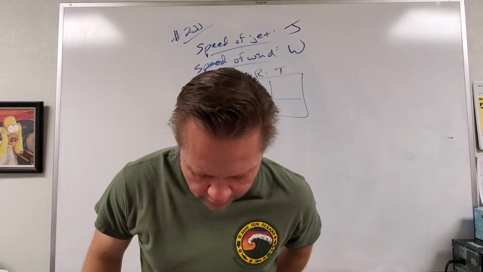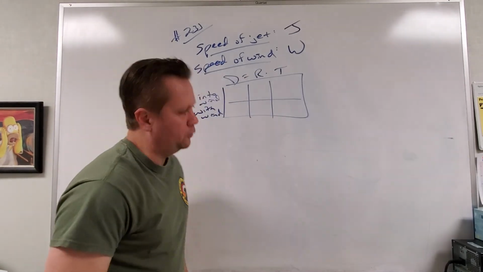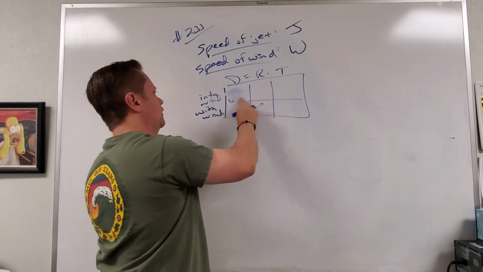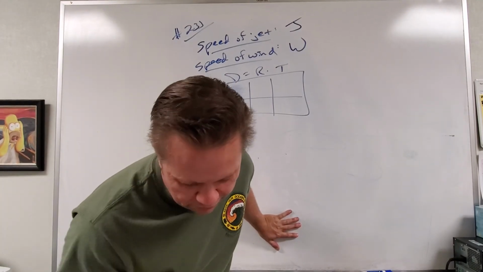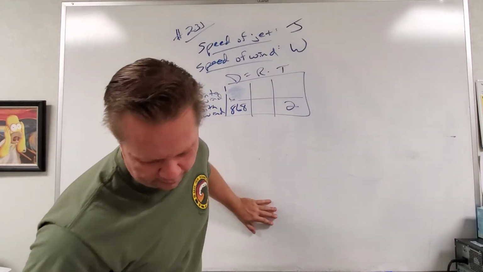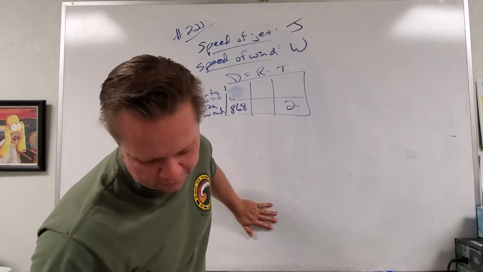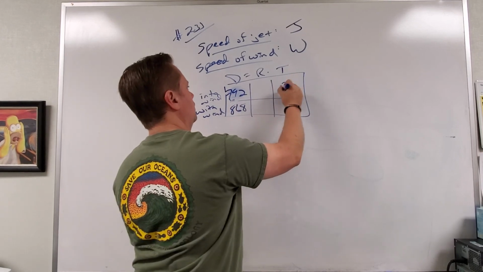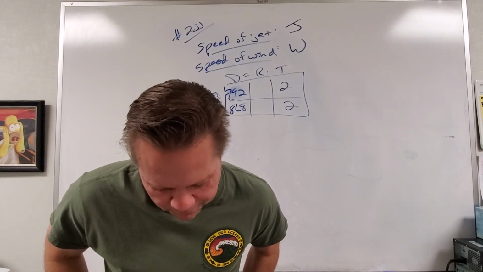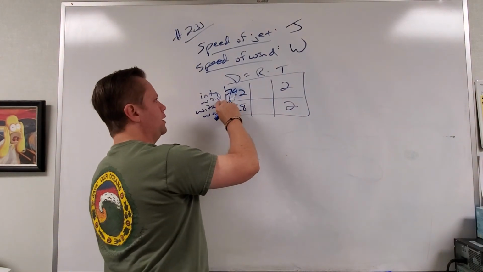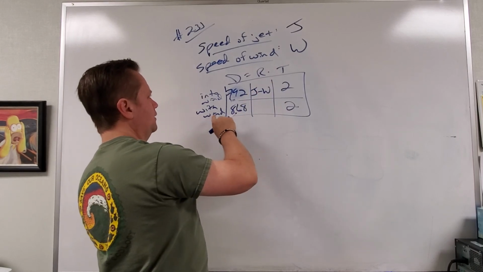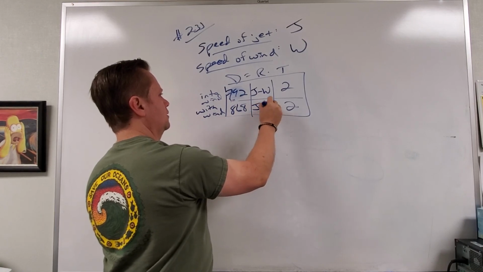It could fly 868 miles in 2 hours with the tailwind. So 868 miles in 2 hours with a tailwind, so with the wind. And it can fly only 792 miles in 2 hours against the wind. So into the wind, it's going to be going as fast as it is minus how fast the wind is going. And with the wind, it's going to be going as fast as it is plus the wind.